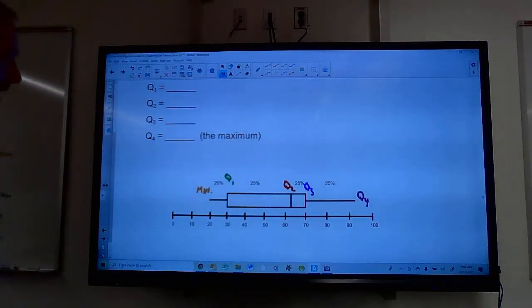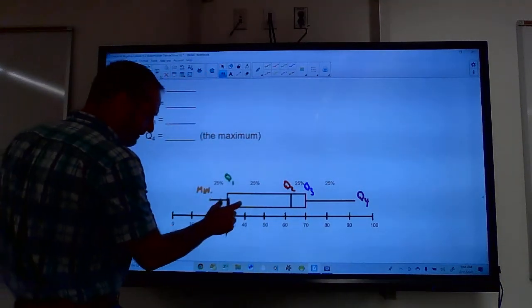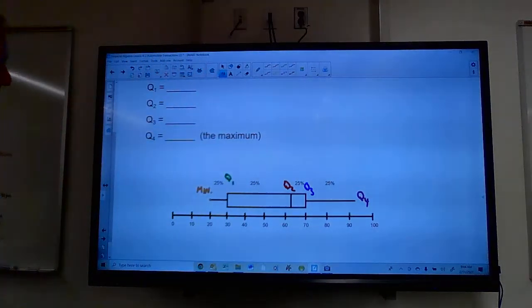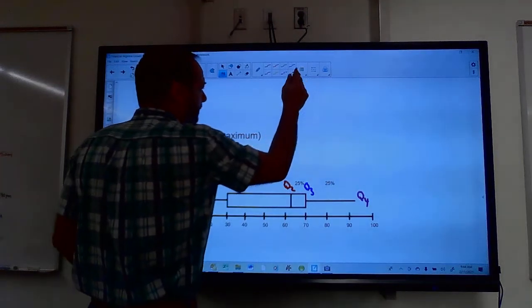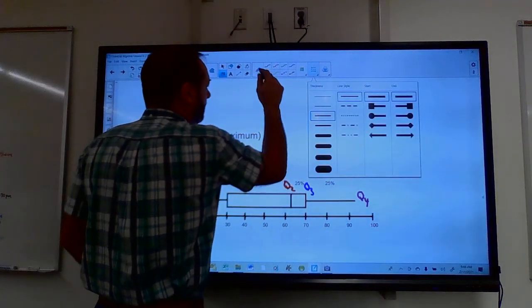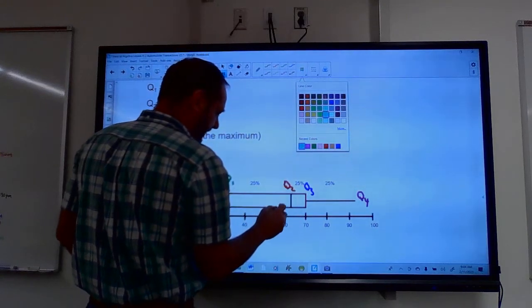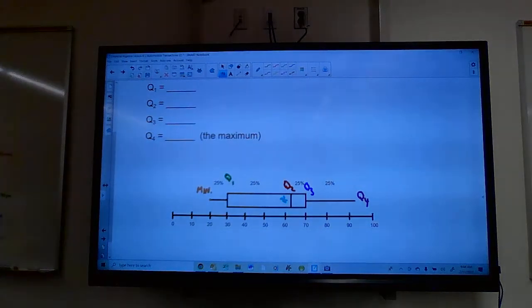Okay, and the box represents the middle 50% of your data. Here's 25%, here's 25%, here's 25%, here's 25%. And a lot of times people will take the mean and put a little asterisk somewhere on here. So let's say the mean was like 60, you just put a little asterisk right there at 60.